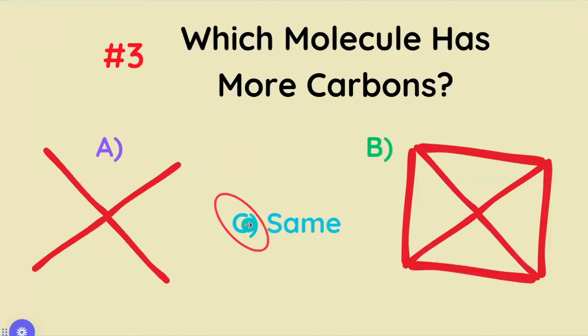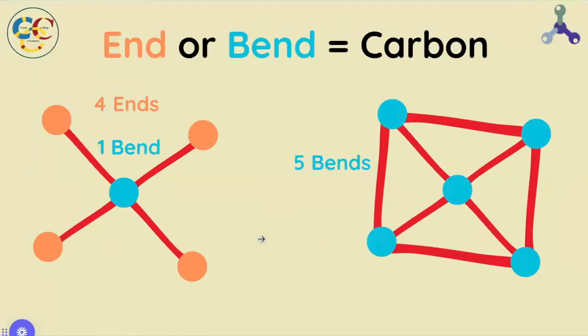Question 3. Which of these molecules has more carbon atoms? Believe it or not, they have the same number of carbons. Carbons are the ends and the bends in bond line structures. So because each molecule has 5 dots, each will have 5 carbons. The only difference is that we go from 1 bend and 4 ends to just 5 bends.